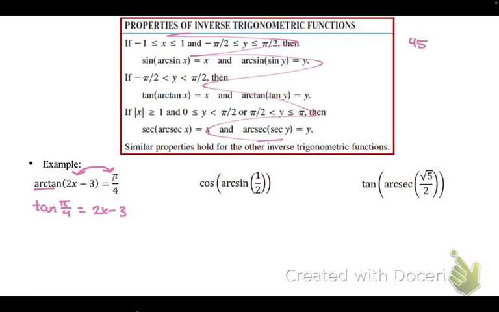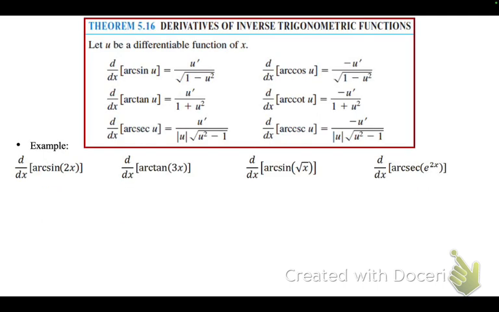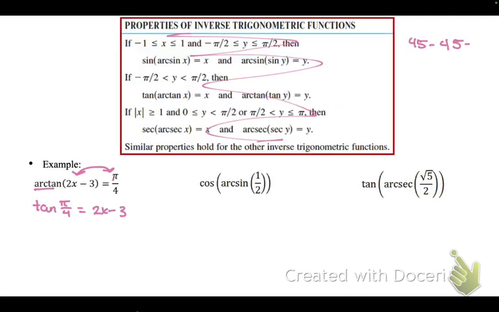45, 45. Square root 2 over square root 2, which is what? 1. So 1 equals 2x minus 3.